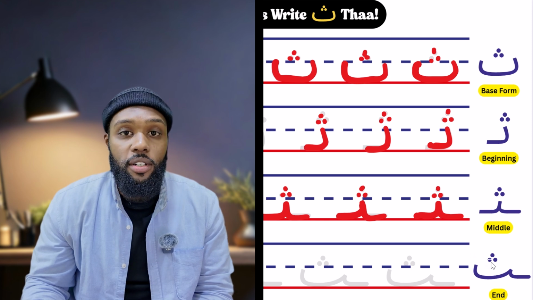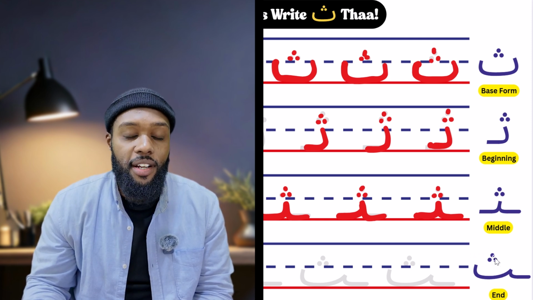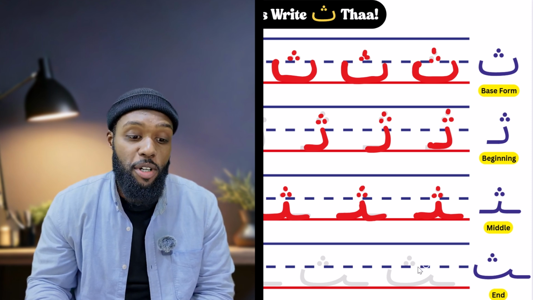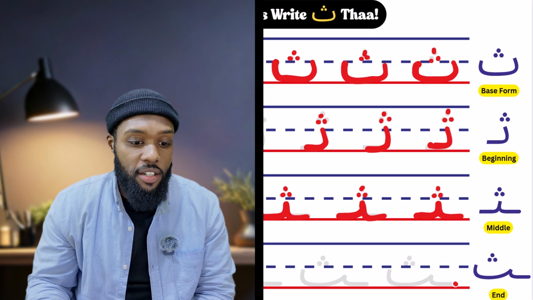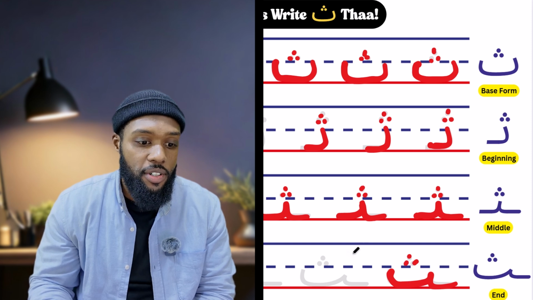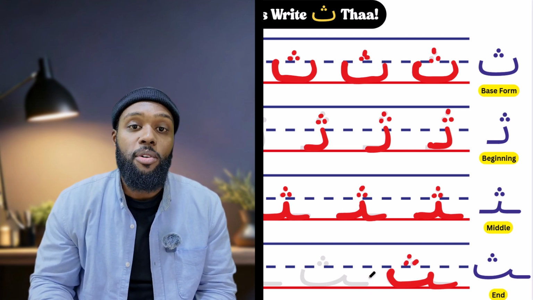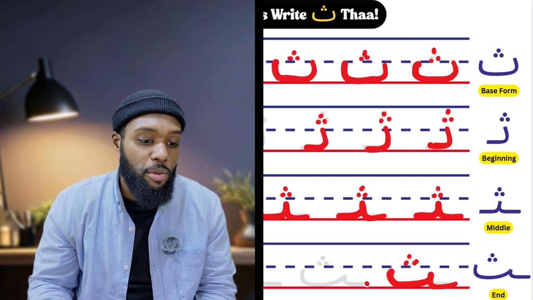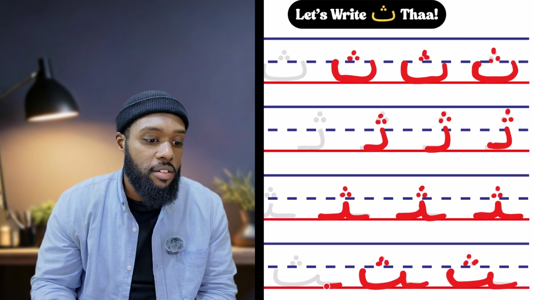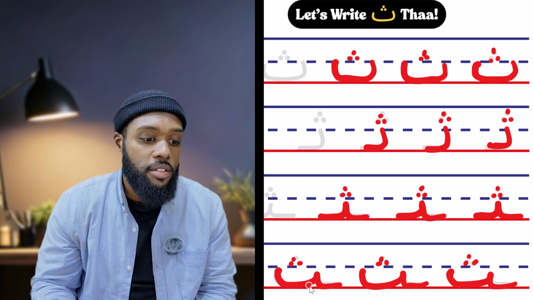And at the end of a word, the Thaa looks like this, right? Again, identical form to the Ba and the Ta, right? Except there's 3 dots above, right? So we draw this little tail, right? Connecting to the letter before it, and then we complete the Thaa, right? We complete this bowl shape with 3 dots above. And remember, Arabic script is written from right to left, right? So again, from the right, we draw this little tail, and then we complete the bowl, right? 3 dots above, and again, this little tail from the right to left. Complete the bowl, 3 dots above, right?